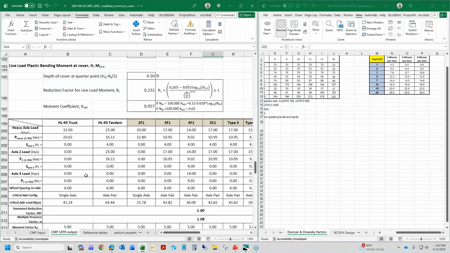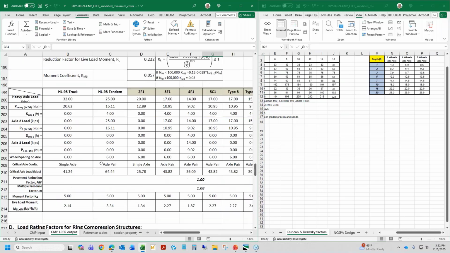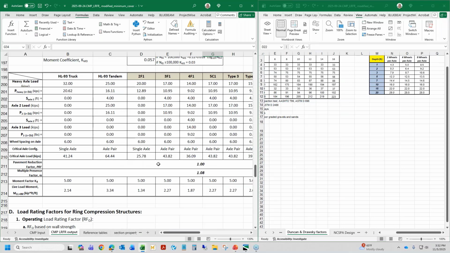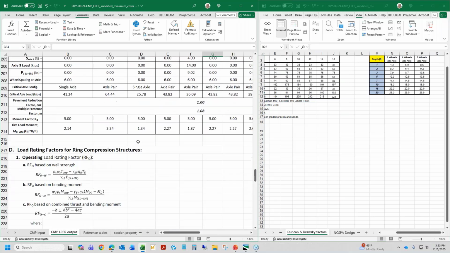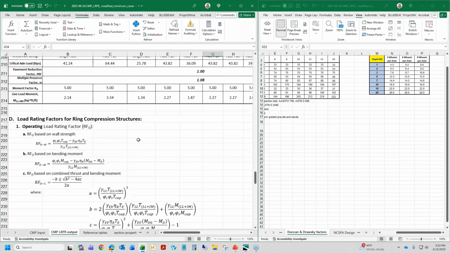Is there interaction between the different footprints of the tires? Things like that. And from all of that, we end up with moments. And so we now have moments and we have thrusts, so we can actually do all of our load rating. So we have our general equations for load rating, which everybody is well aware of.